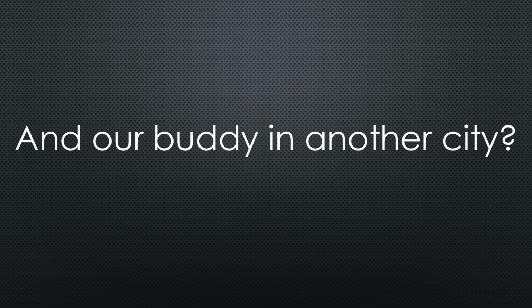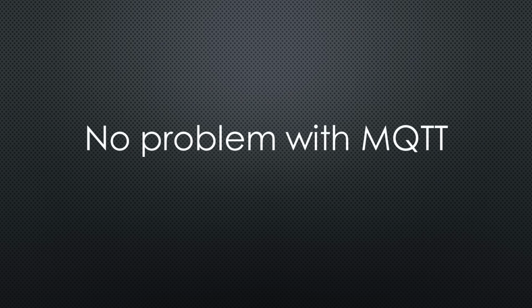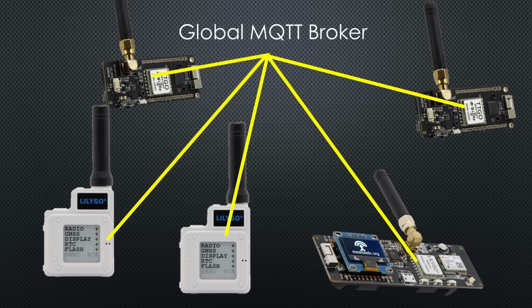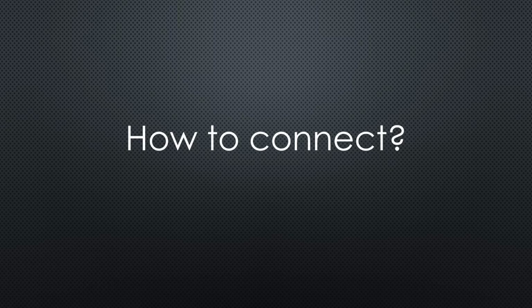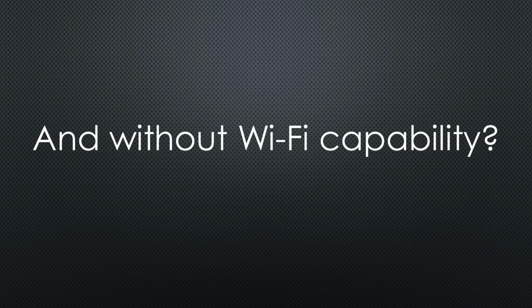What if we want to connect to our buddy in a different town? No problem. Meshtastic provides a free MQTT server on the internet to connect all users of Meshtastic. But how can we connect to this server? We have to connect to the internet, of course. But if our board uses Bluetooth, it cannot connect to the internet with Wi-Fi. And the nRF52 does not offer Wi-Fi at all.